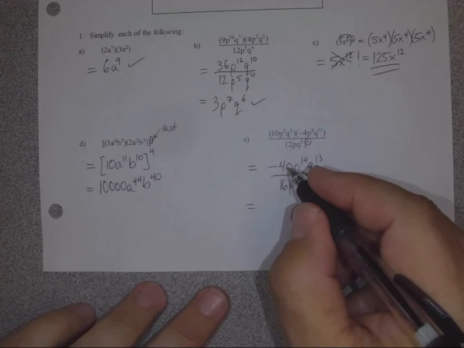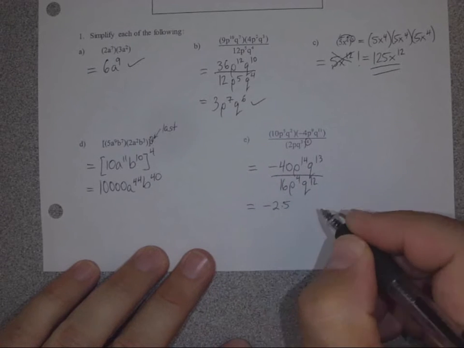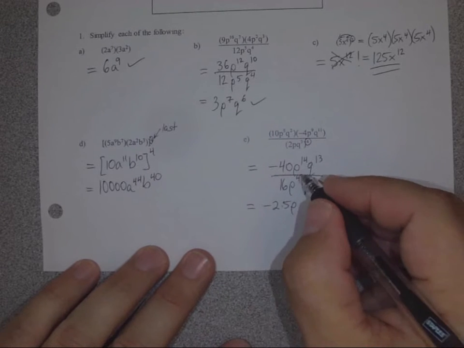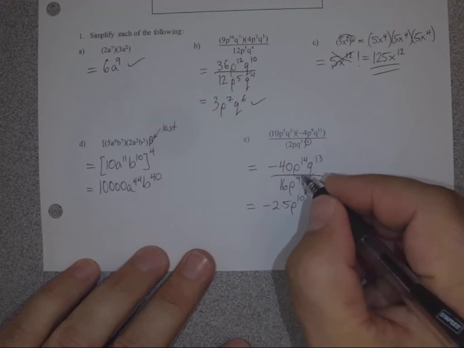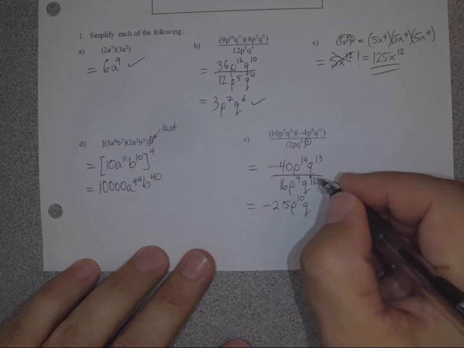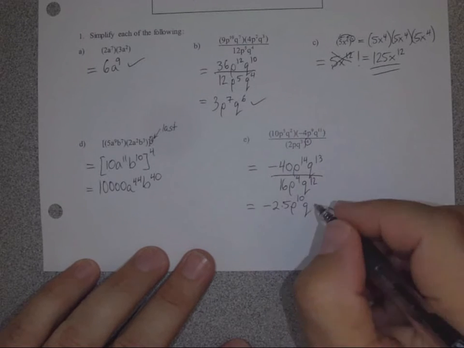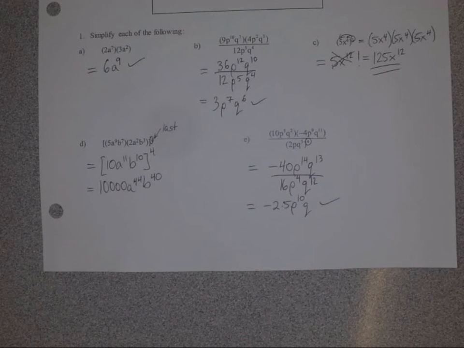Okay? Negative 40 divided by 16 is negative 2.5. P to the 14 divided by P to the 4 is P to the 10. 14 minus 4 is 10. And Q to the 1, but I don't need to write the 1, so that's it. That's my final answer for that one.